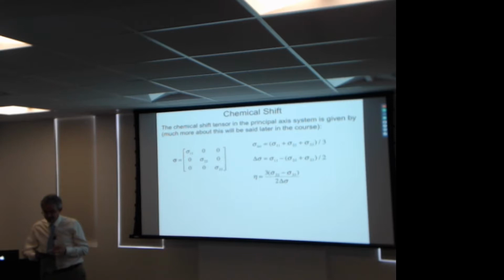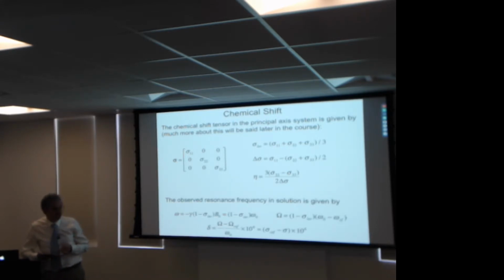But these three values might not be the same. And we could also define delta sigma, which is called the chemical shift anisotropy. And then eta is called the asymmetry of the tensor. And there's sometimes some tricky things about how the asymmetry gets defined, but again, we can leave that for a future class.